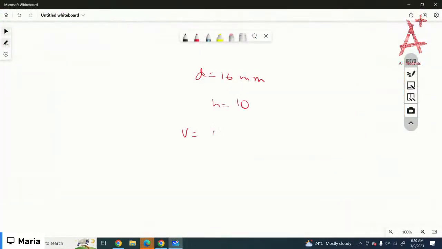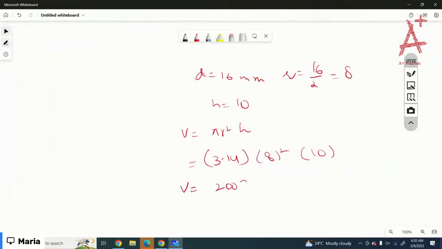So V equals pi r square h. First of all, you have to calculate radius. Radius is 16 over 2, so 8 is the radius. So 3.14, 8 squared and 10. Let's multiply all the values, and it is 64 times 10 times 3.14. That is 2009.6. Got it? The volume is 2009.6. Got it?